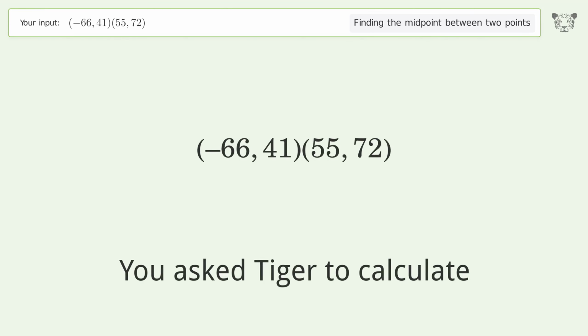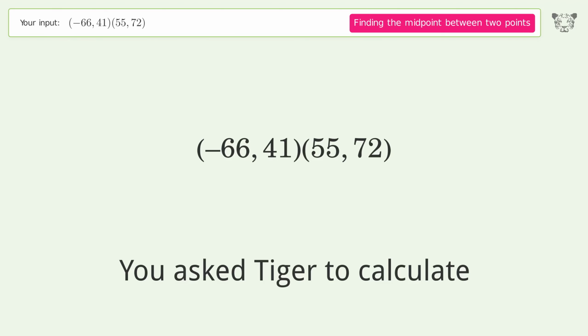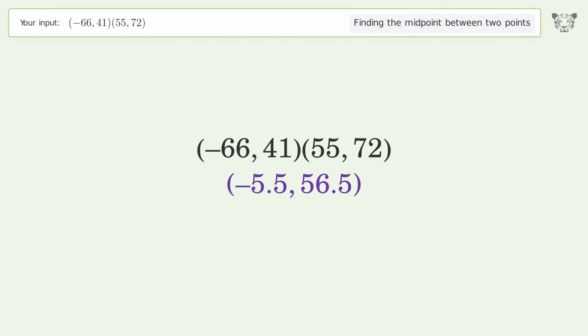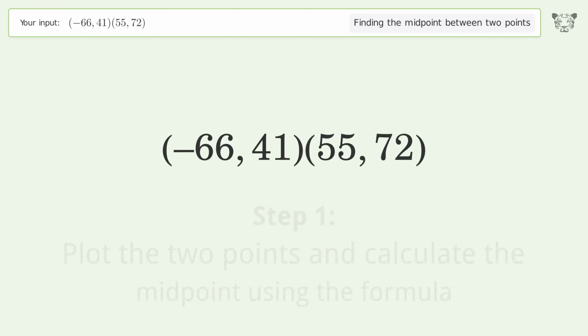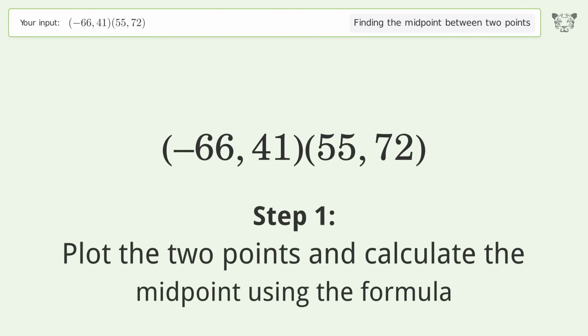You ask Tiger to calculate. This deals with finding the midpoint between 2 points. The midpoint between the 2 points is negative 5.5, 56.5. Let's solve it step by step. Plot the 2 points and calculate the midpoint using the formula.